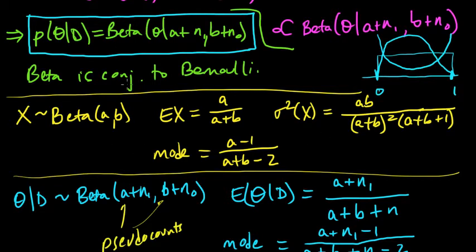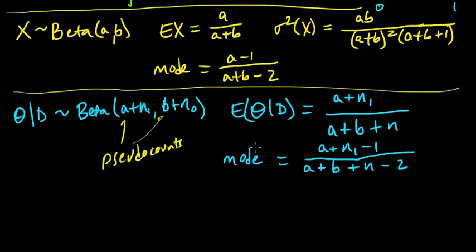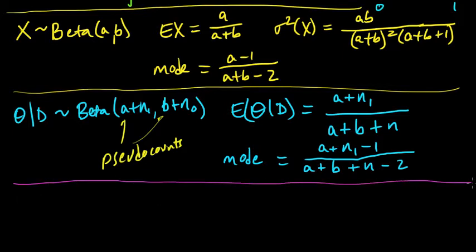We were able to get this in closed form and just use these very simple properties of a beta to get the same properties for the posterior. So now I'd like to think a little bit, make a few more connections here.